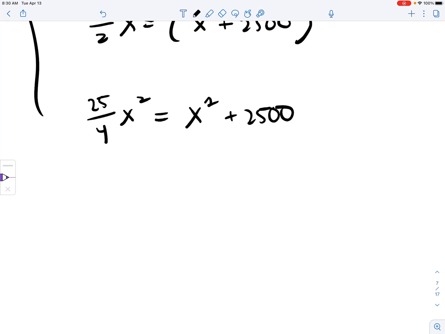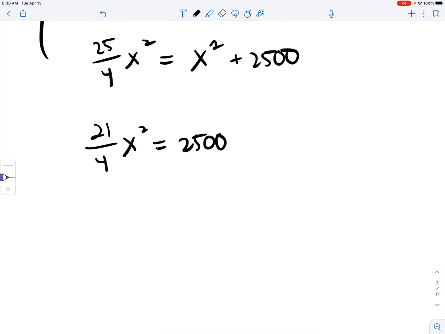So let's get the x squared terms on the same side and think about subtracting x squared from both sides of the equation. So 25/4 minus 1 is the same as 25/4 minus 4/4. So that would give me 21/4 times x squared equals 2,500. And then if I multiply by 4 over 21 on both sides of the equation, I would get x squared equals 10,000 over 21.